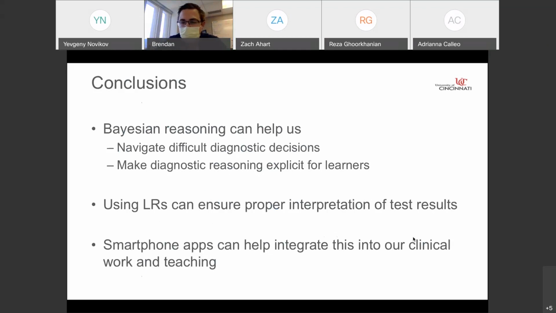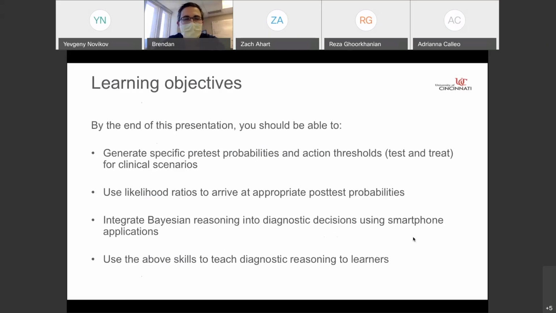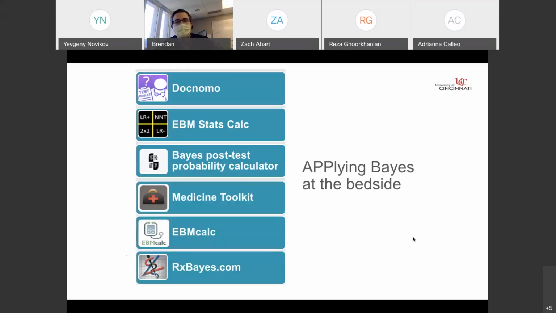And the last thing I'd like to talk to you about today is some smartphone apps that can help integrate this. We definitely have some time. And so here's a list. If you guys want to screenshot it right now, you can. But if you just Google Bayesian reasoning, evidence-based decision making, you can find a lot of these things. The top one is my favorite free one, DocNomo. But there's a few other ones.